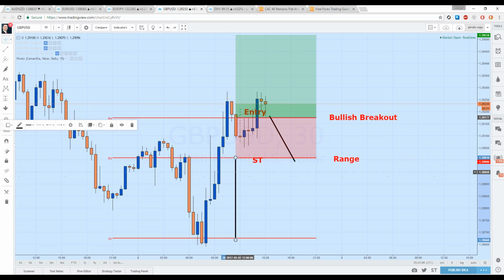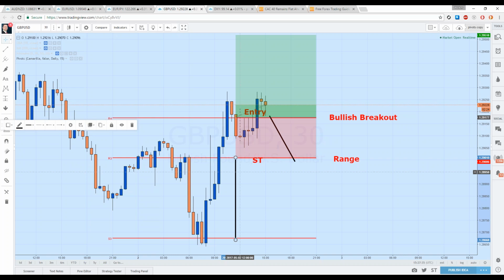This way, all things considered for lot size, now I've got a 1-to-2 risk reward ratio, meaning I only need to be correct on 1 out of 3 trades to be break even, if not net profitable, when I'm trading breakouts. So very important to consider. From there, that's the basis for a bullish breakout on the pound dollar.